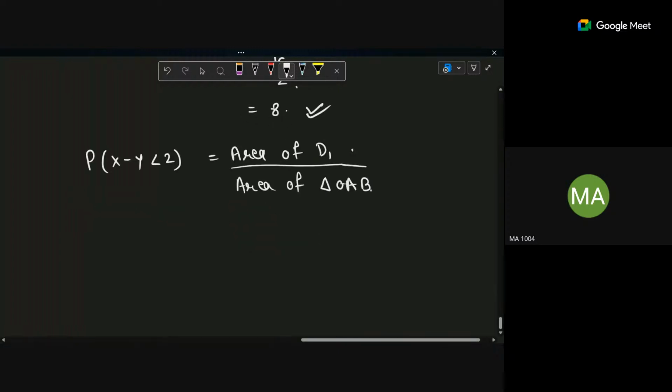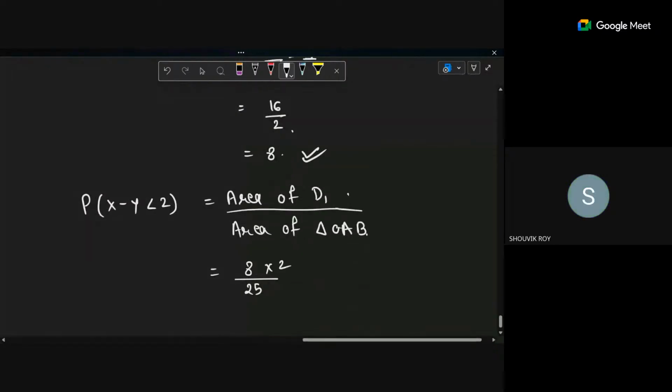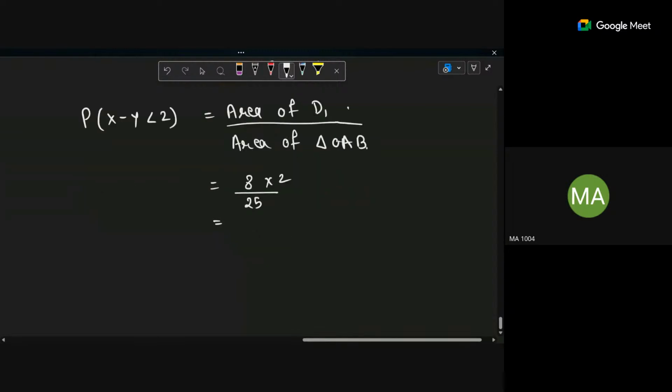So area of D1 is 8 and area of triangle OAB was what? 25/2, right? Yes. 25/2, yeah. So 16 by 25. So that's your probability that unsold milk after 2 days is less than 2 liters. Any doubt? No, ma'am. Okay, let's move to the next one then.